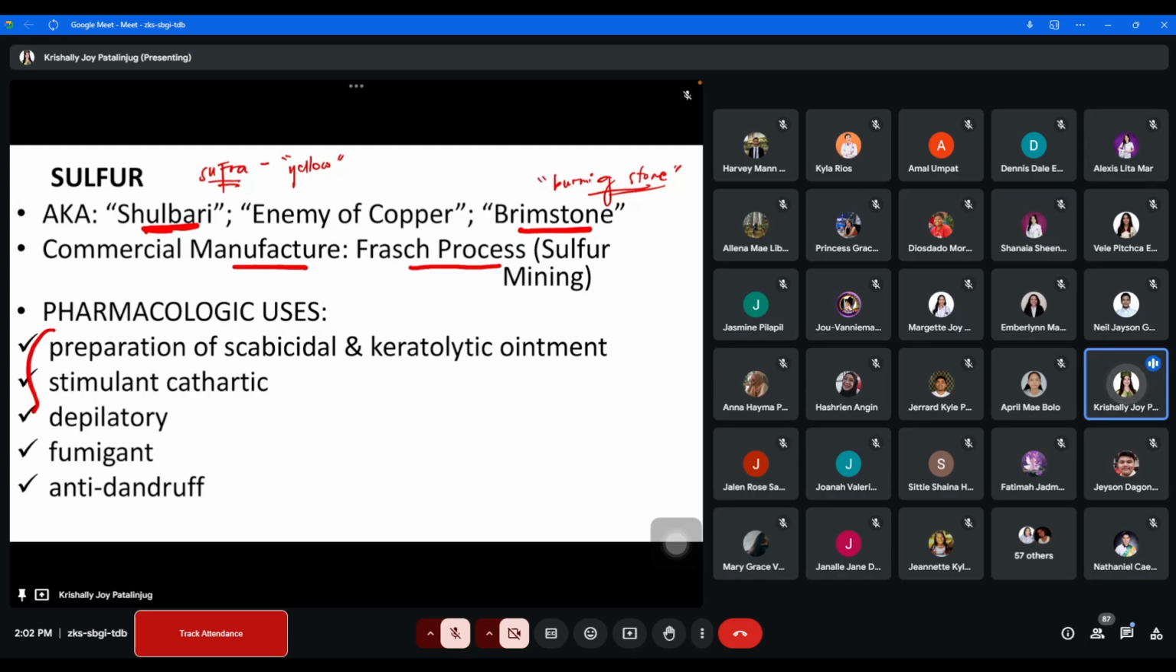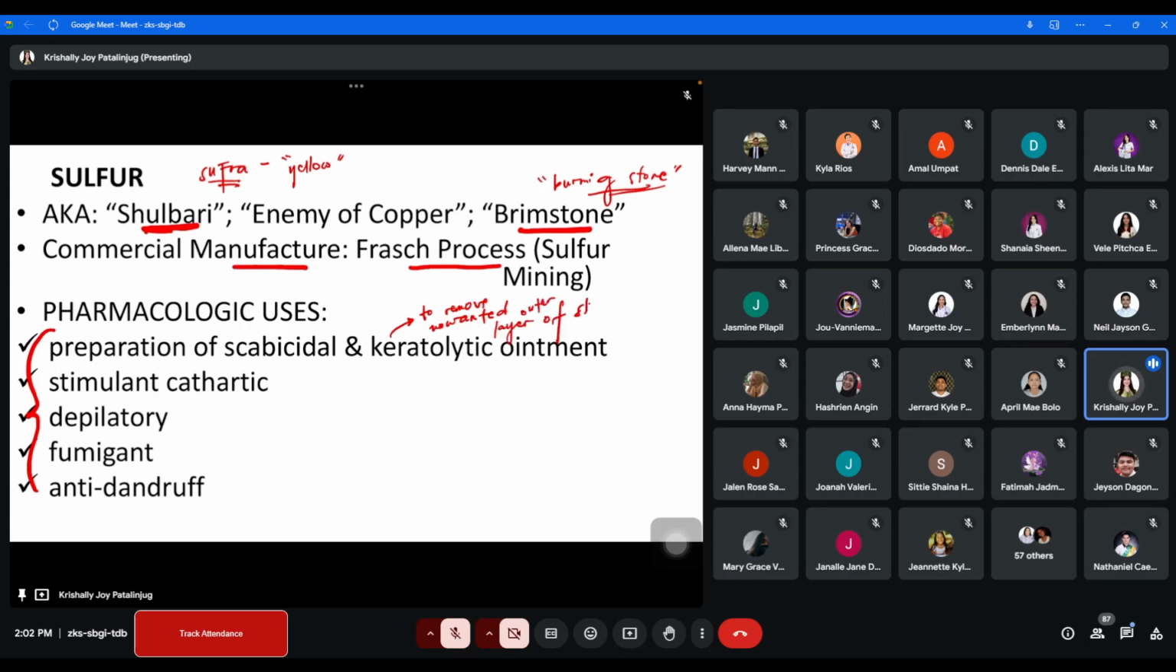And these are the pharmacological uses of sulfur-containing compounds. Some compounds of sulfur are used as parasiticidal agents and keratolytic ointment. Keratolytic means it removes unwanted outer layers of the skin, for example in warts and corns. So these are agents that have the ability to remove unwanted outer layers of the skin.